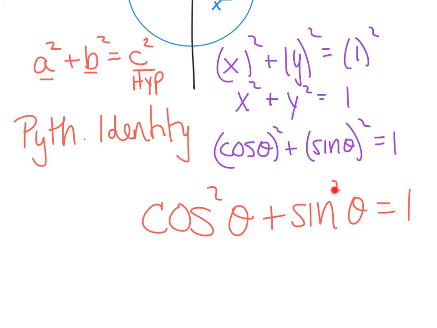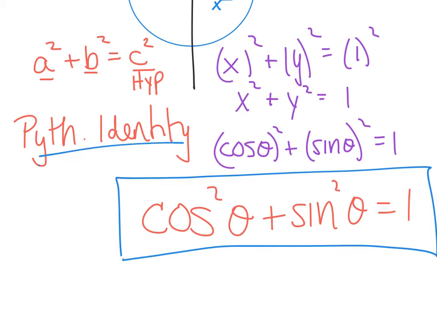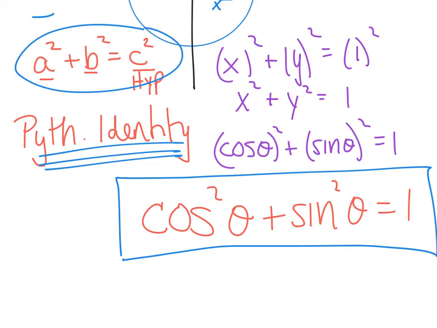Notice where the squared is. It's on the trig function, not on theta. Okay, so cosine squared plus sine squared equals 1. And really, all that means is x squared plus y squared equals 1. So I need you to box this in. This is our Pythagorean identity. Okay, the Pythagorean theorem, you can put a THM here for theorem, is right here, but the Pythagorean identity is cosine squared plus sine squared equals 1.